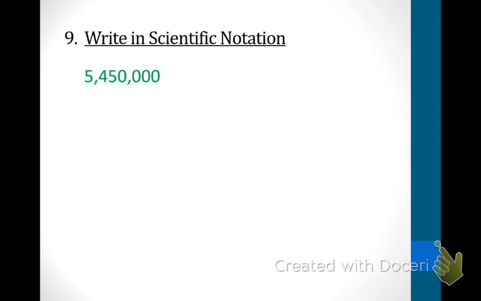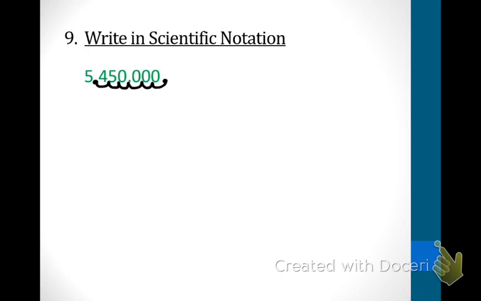Number 9 has asked us to write it in scientific notation. This is a big number, 5,450,000. Where is the understood decimal point? It's at the end, okay? But if you remember, I want to move it over. Right now, you can see there are 7 numbers in front of the decimal point. I only want 1 number in front of the decimal point, and that number needs to be 1 or bigger and less than the number 10. So I've got to keep moving this over until it only has 1 number in front of it right there.